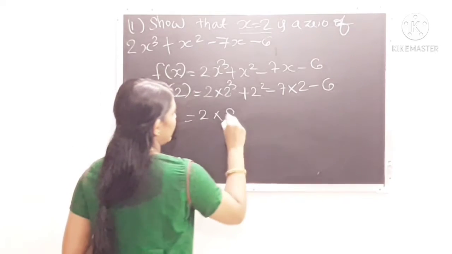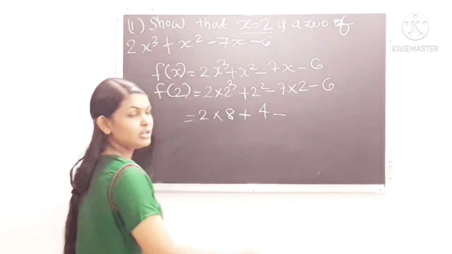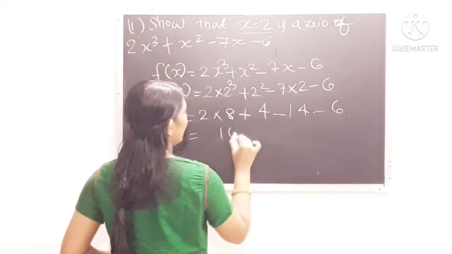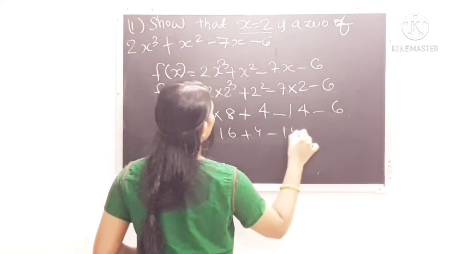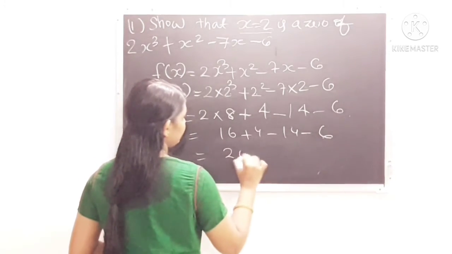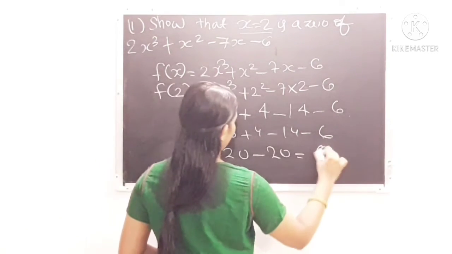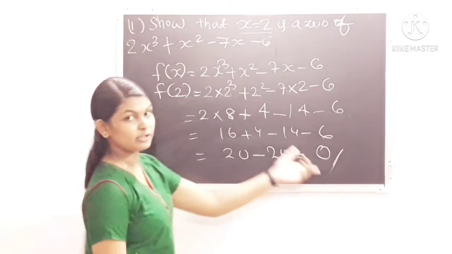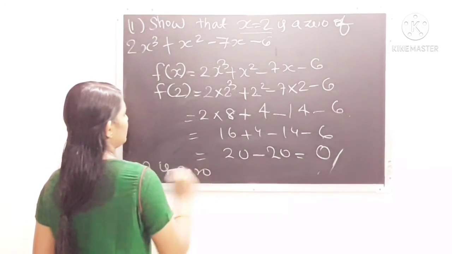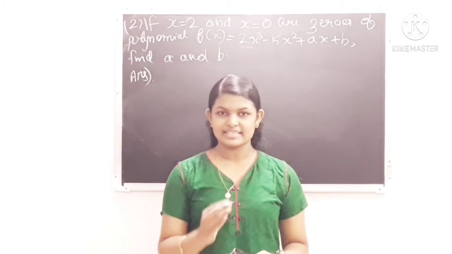and which is equal to 2 into 2 cube is equal to 8. So 8 plus 2 square is equal to 4 minus 7 into 2 is equal to 14 minus 6, and which is equal to 16 plus 4 minus 14 minus 6, which is equal to 16 plus 4 is equal to 20 minus 14 minus 6 is equal to minus 20. So it is equal to 0. Upon f of 2 value namukku 0 nu kitti, which means that 2 is the zero of this polynomial. 2 is the zero of this polynomial f of x. Okay.